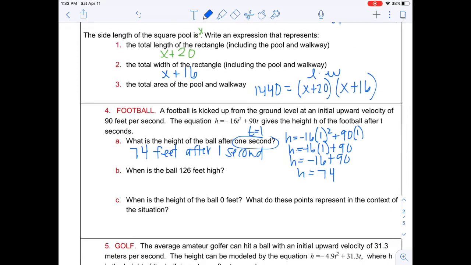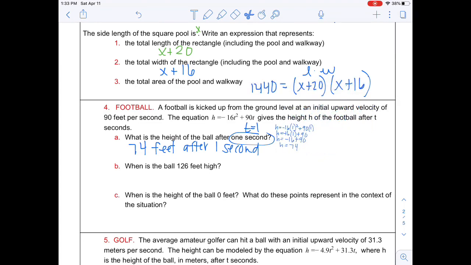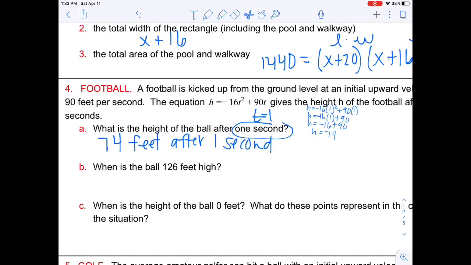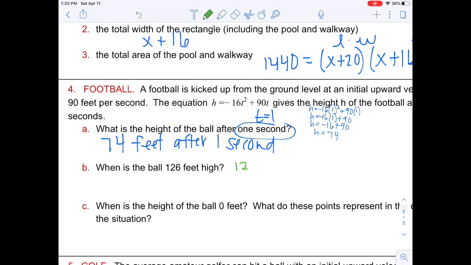Okay, the question is now asking, when is the ball 126 feet high? Let me shrink some of this work down. Now I want to know when, so I want to solve for time. When will the height be 126 with h equals negative 16t squared plus 90t? I want to solve for t, so I'm going to set my equation to 0. So I get negative 16t squared plus 90t minus 126.